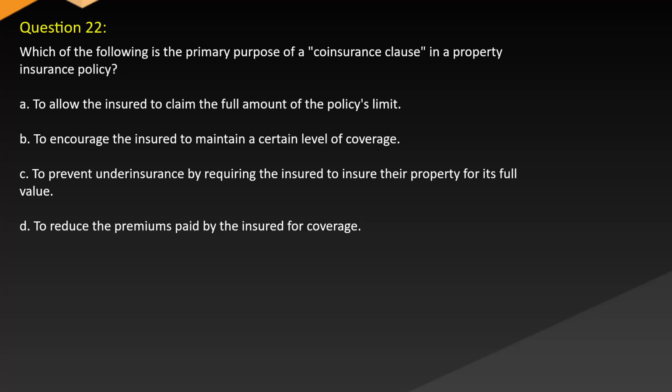Question 22. Which of the following is the primary purpose of a coinsurance clause in a property insurance policy? A. To allow the insured to claim the full amount of the policy's limit. B. To encourage the insured to maintain a certain level of coverage. C. To prevent underinsurance by requiring the insured to insure their property for its full value. D. To reduce the premiums paid by the insured for coverage.